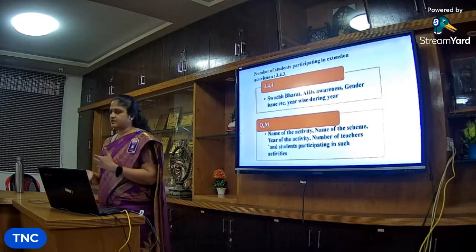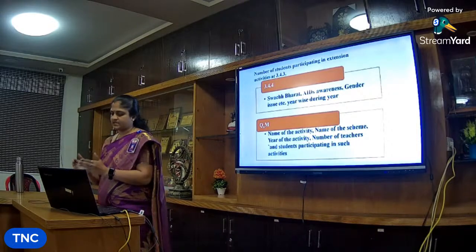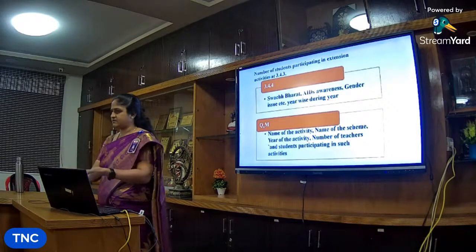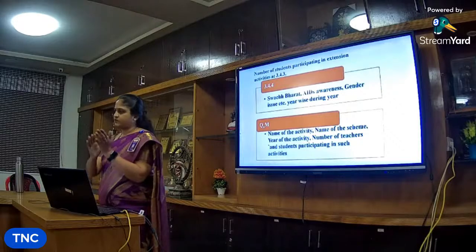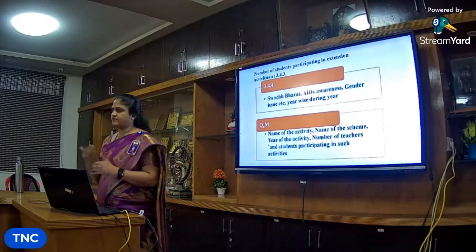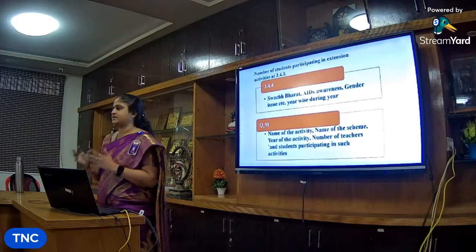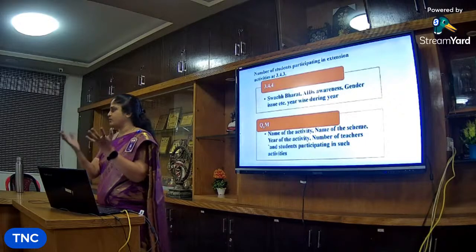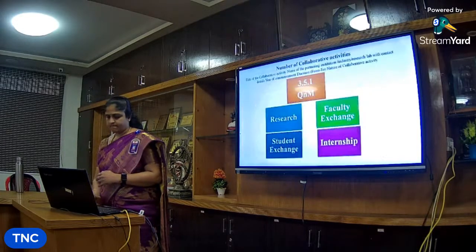So in this also, we have to give the data about the name of the activity, the scheme under which it was conducted, under Swachh Bharat or AIDS awareness or gender sensitivity. Which scheme we are focusing on, and the year of activity, number of teachers and students who participated. So the higher the count, the more weightage this criteria gets.